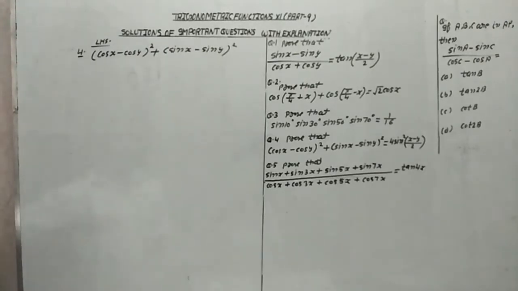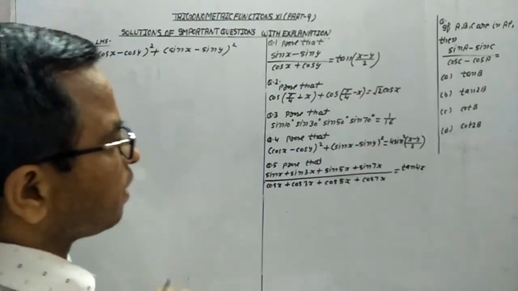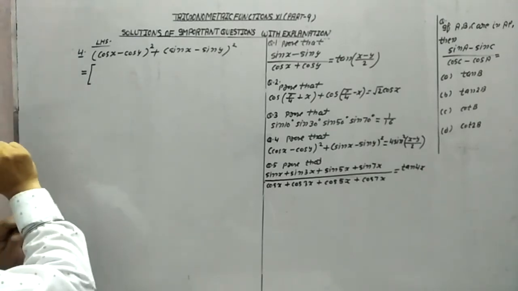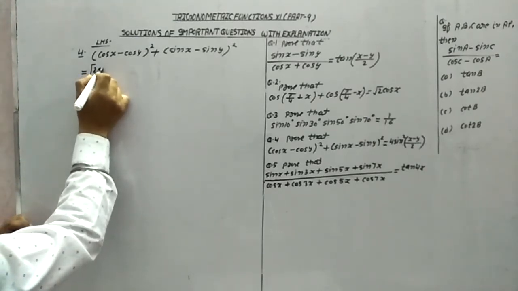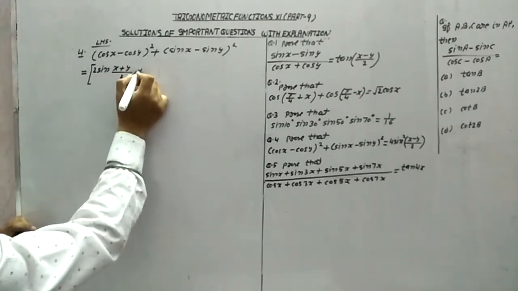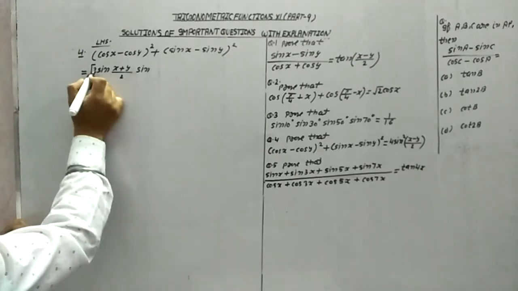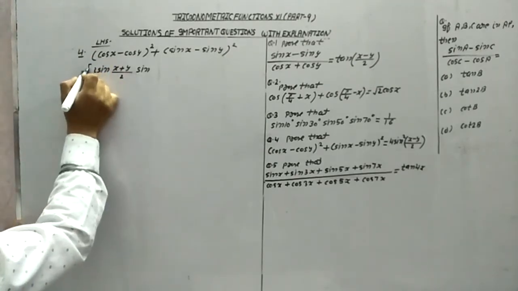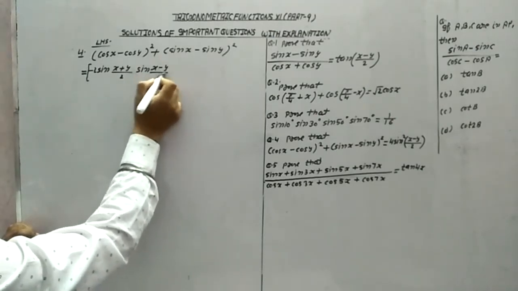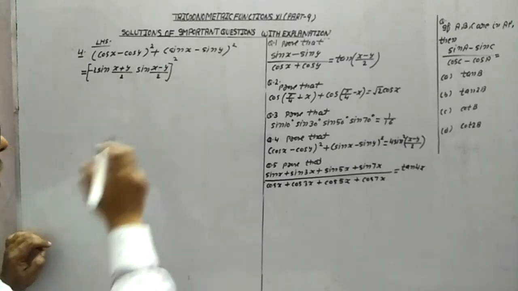Now in question number 4, we have this left hand side, and we have to prove 4 sin square (x minus y) by 2. So first of all, cos c minus cos d means minus 2 sin (c plus d) by 2 sin (c minus d) by 2. We can apply this identity.